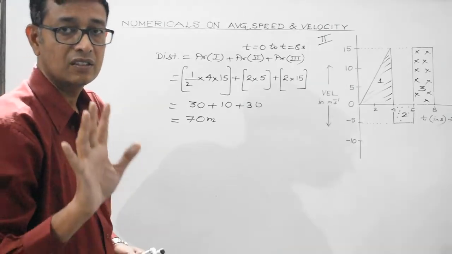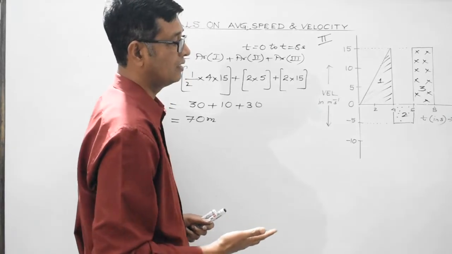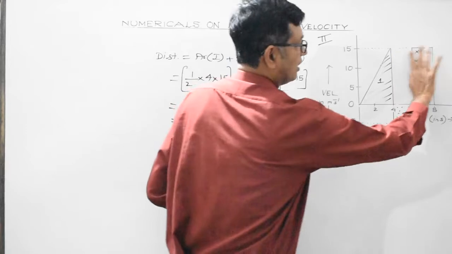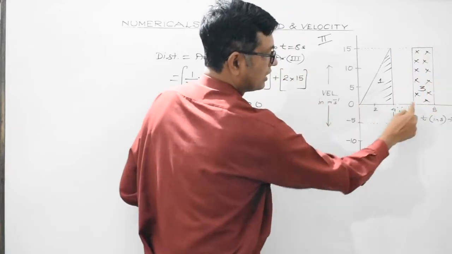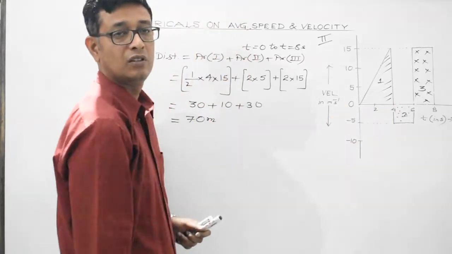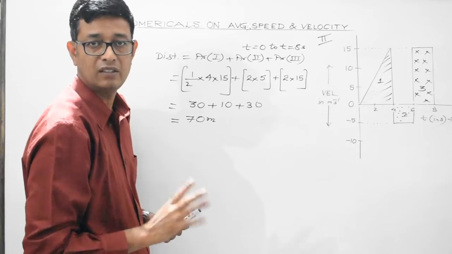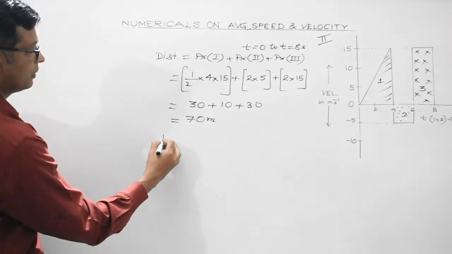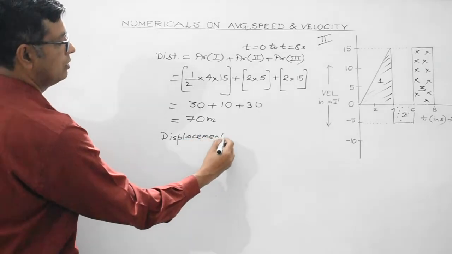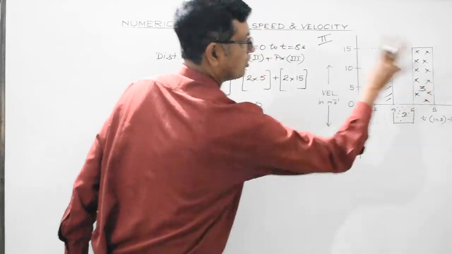In case we are supposed to find the distance covered by the body between 0 to 6 seconds, then this area is to be excluded. 0 to 6 seconds, it will cover only these two areas. So, keep in mind the time interval given in the question as well. Right? Okay, let's find out the displacement. Again, between the time interval 0 to 8 seconds. 0 to 8 means we need to consider all the three areas.